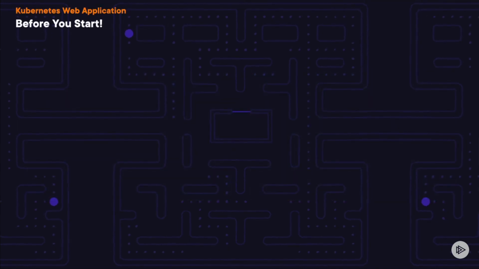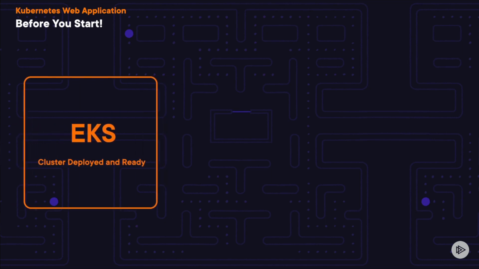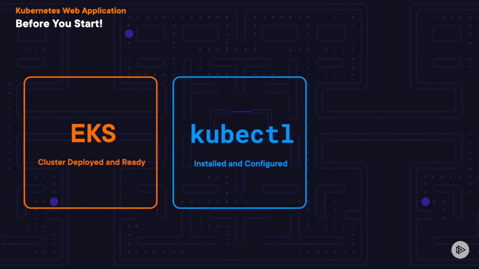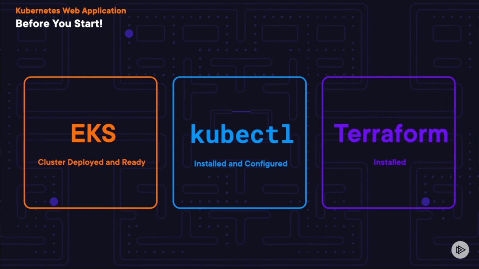Before we start our demo, we're going to be running this demo in an EKS cluster in AWS. So that cluster needs to be deployed and up and ready. We'll need kubectl installed and configured, so it's pointing to our EKS cluster. And then we'll also need Terraform installed.